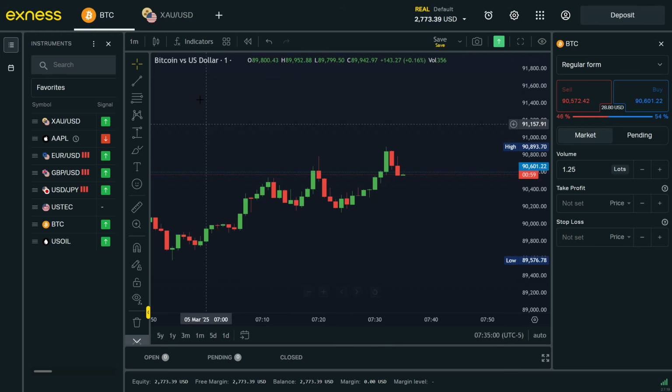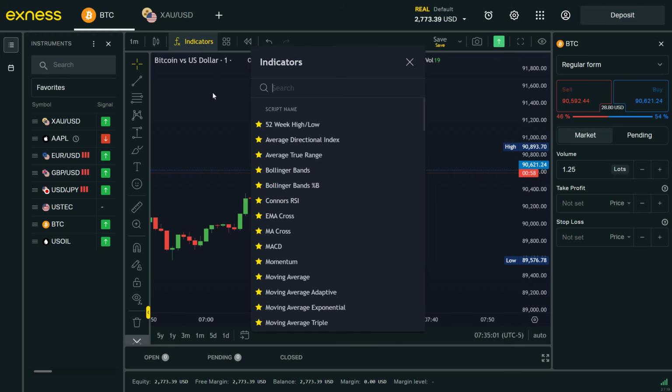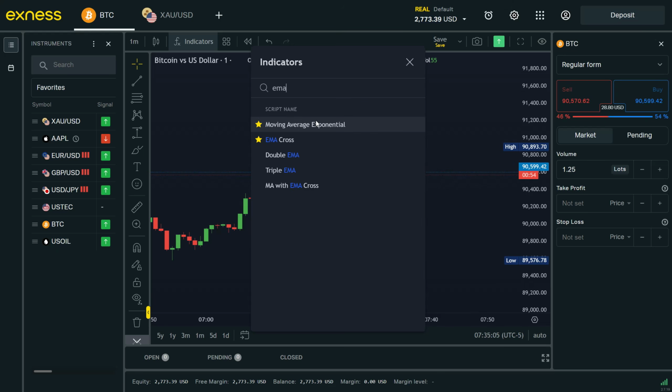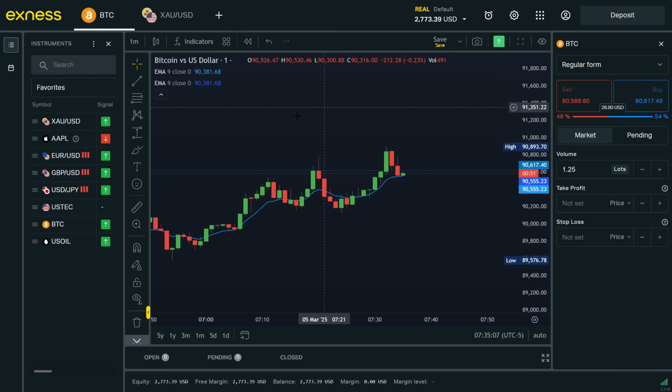First, go to the indicators section on your trading platform. In the search bar, type EMA and select exponential moving average. We need to add two EMAs for this strategy. Great. Now we have two EMAs plotted on our chart. But before we dive into how to use them, let's customize their settings to make them more visually clear and effective. Let's start by modifying the first EMA.